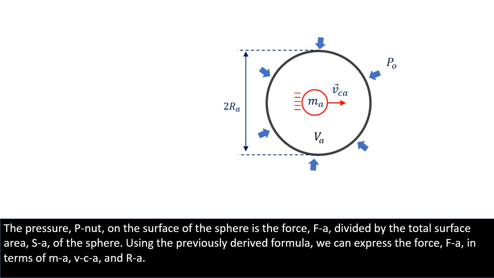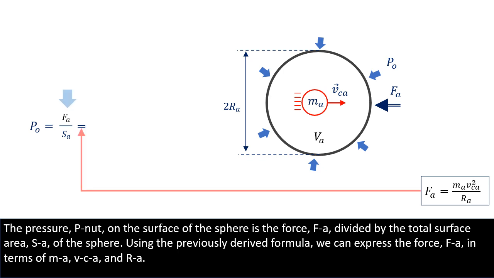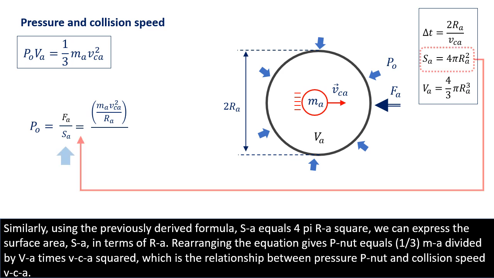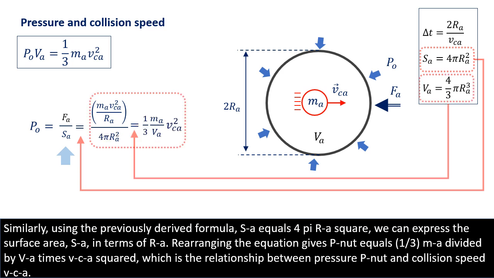The pressure, P0, on the surface of the sphere is the force, Fa, divided by the total surface area, Sa, of the sphere. Using the previously derived formula, we can express the force, Fa, in terms of ma, Vca, and Ra. Similarly, using the previously derived formula, Sa equals 4 pi Ra squared, we can express the surface area, Sa, in terms of Ra. Rearranging the equation gives P0 equals 1/3 ma divided by Va times Vca², which is the relationship between pressure P0 and collision speed Vca.